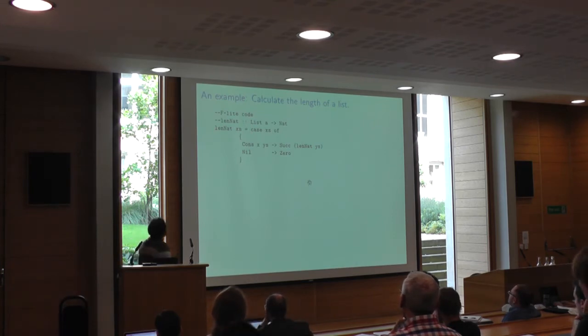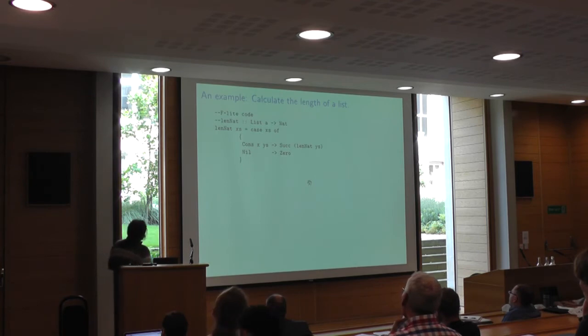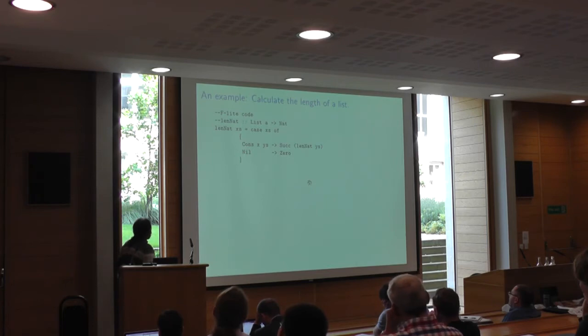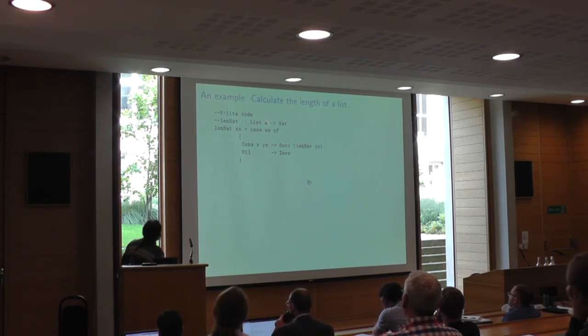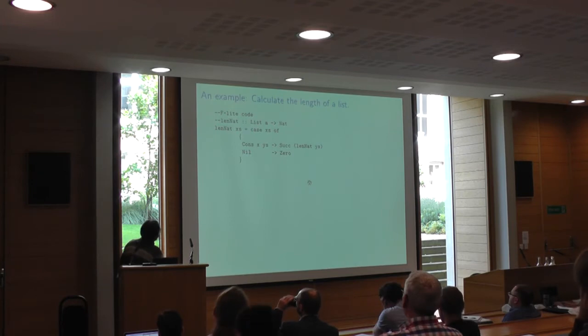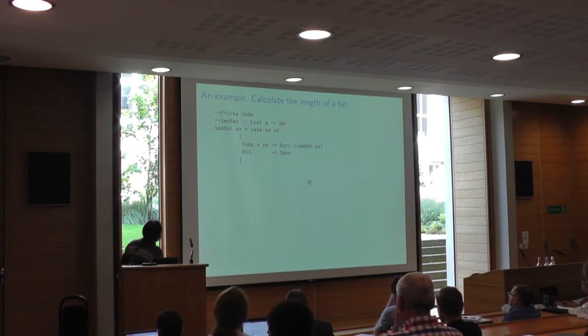So let's see. For example, this is the code in F-Lite. F-Lite basically is the core language for Haskell. And the funny thing in here is that we produce or calculate the length of the list by using this. And the only difference with the standard length is that we return this natural number.